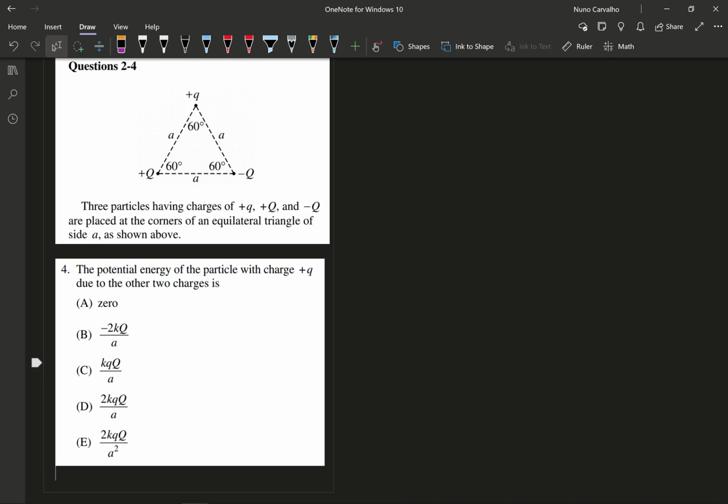Number four is still dealing with the same charge distribution, but now instead of electric fields or forces, we're asked about potential. If you look at your formula sheet, the formula for the potential of a point charge is given by this right here. And that's what we have here, point charges. And so at this point Q, we can just sum both of them. And so we'd be left with something that will look like this.